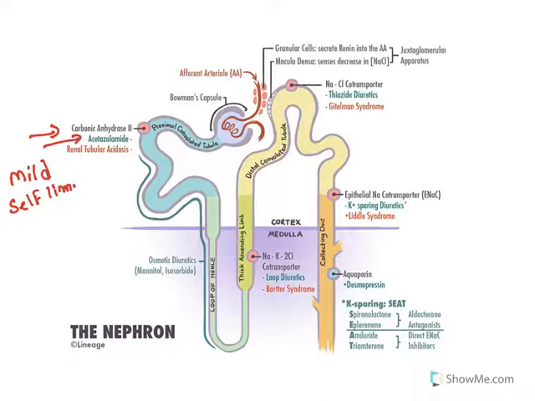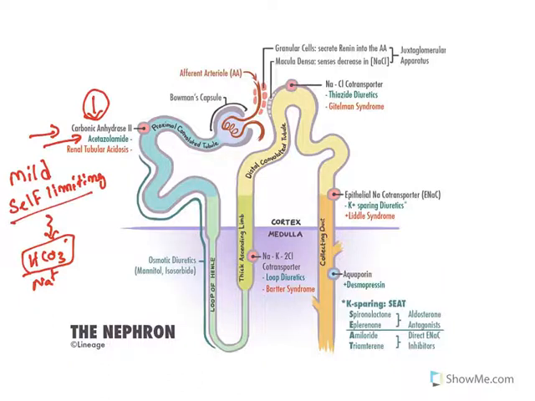Self-limiting means because they inhibit, they cause secretion of bicarbonate, sodium and bicarbonate. The excessive loss of bicarbonate will automatically inhibit carbonic anhydrase enzyme. So after some time the enzyme will not work. If the enzyme is not working, drugs cannot work. Hence they are known as self-limiting. They are usually not used as diuretics.